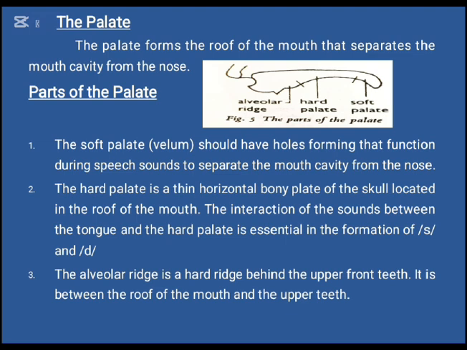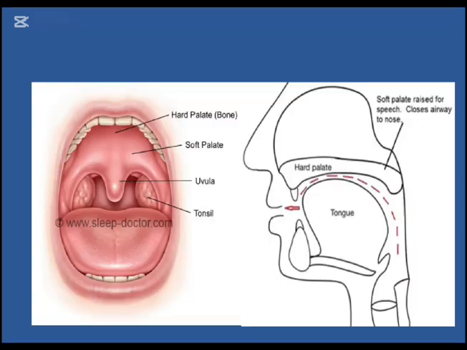The hard palate is a thin, horizontal bony plate of the skull located in the roof of the mouth. The interaction between the tongue and the hard palate is essential in the formation of sounds like S and D. The alveolar ridge is a hard ridge behind the upper front teeth, that is, between the roof of the mouth and the upper teeth.